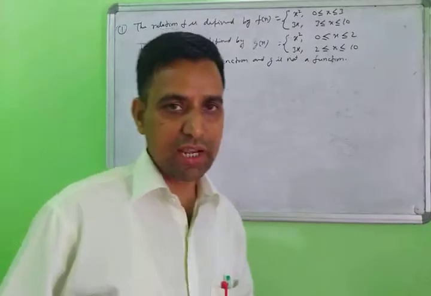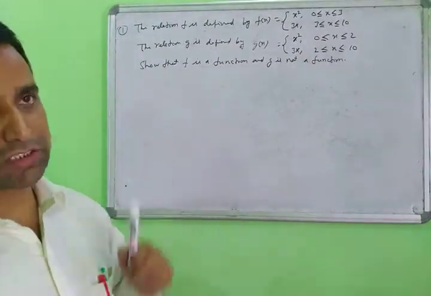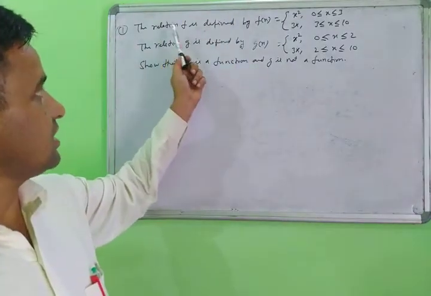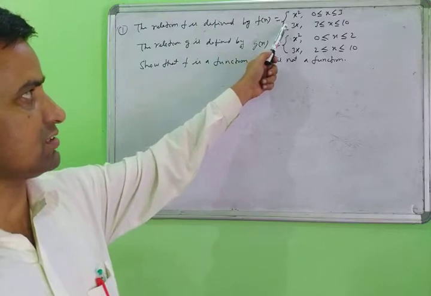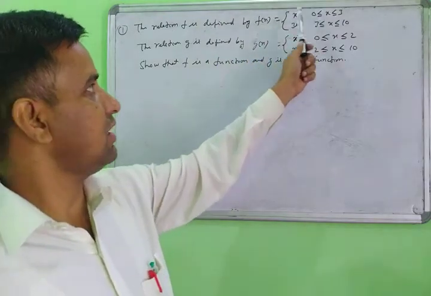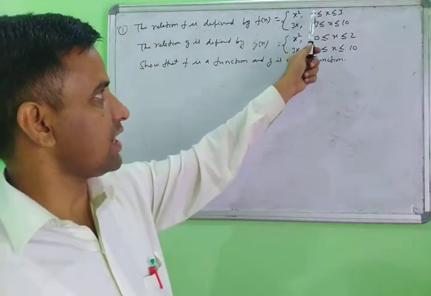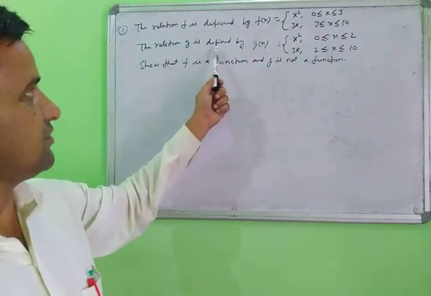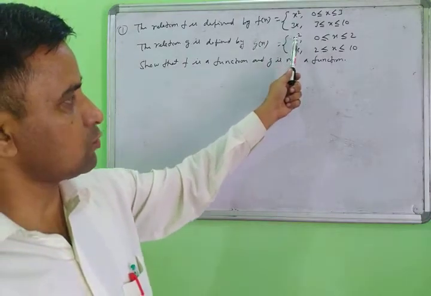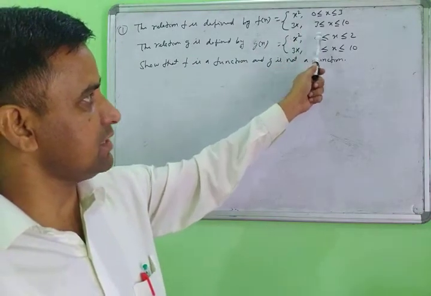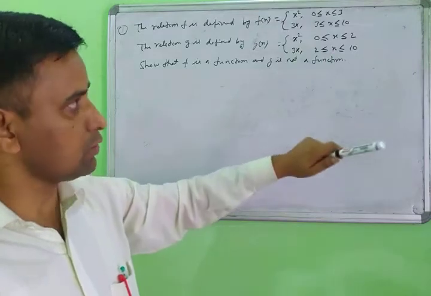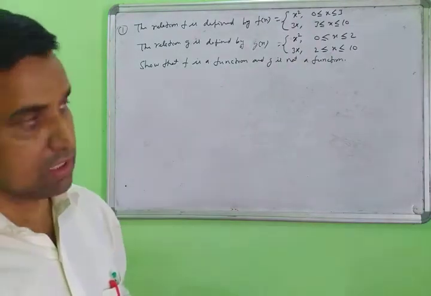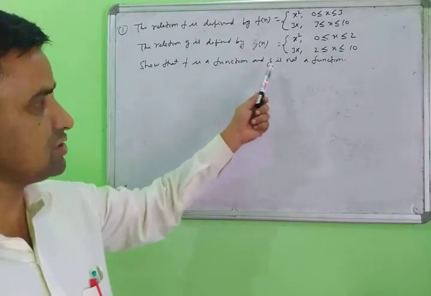Yes, students. Next question, I am taking the first question of the exercise. These are very important questions, a different type of question. A relation f is defined by the function: x square in this limit and 3x in this limit. Second, the relation g is defined by g(x): x square in this limit and 3x in this limit. What you have to do here is prove that f is a function and g is not a function.